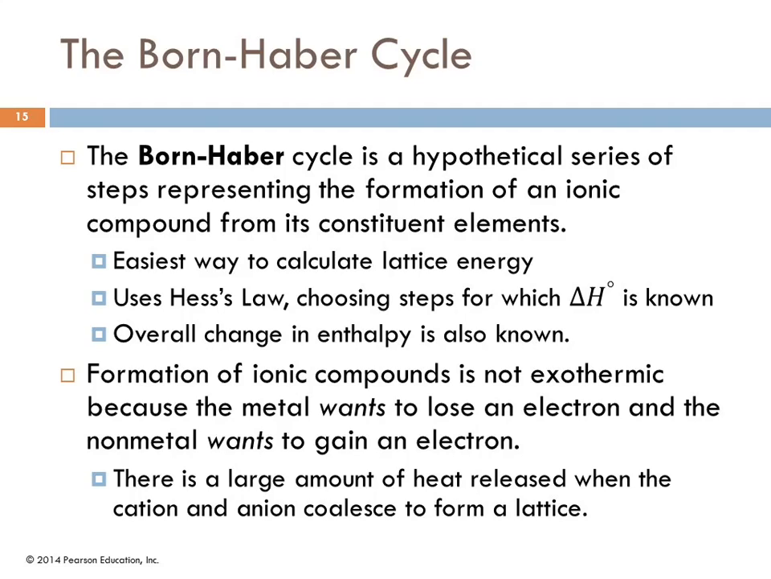Which brings us to the Born-Haber cycle. The Born-Haber cycle is a hypothetical series of steps that helps us to represent the formation of an ionic compound from its constituent elements. And it's the easiest way to calculate lattice energies. And so we use Hess's law, and we're going to choose steps in which the delta H is known. We also need to know the overall change in enthalpy.